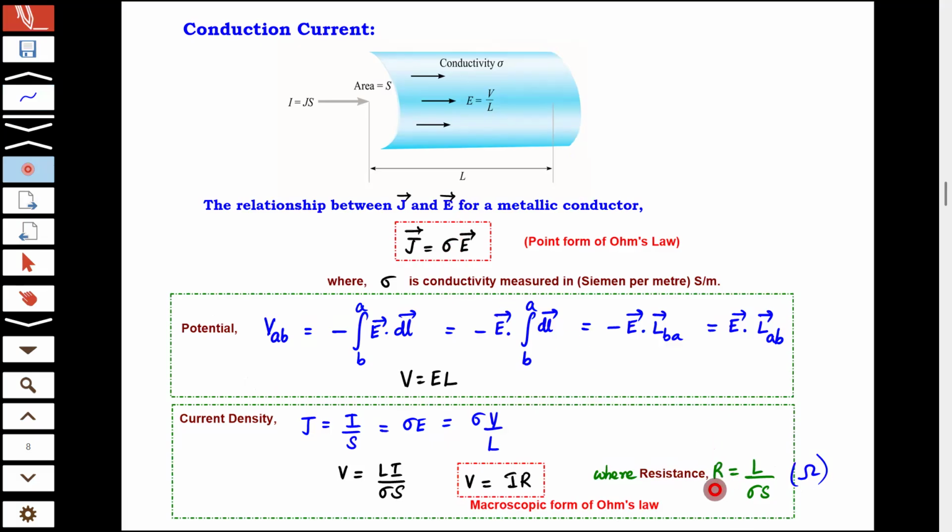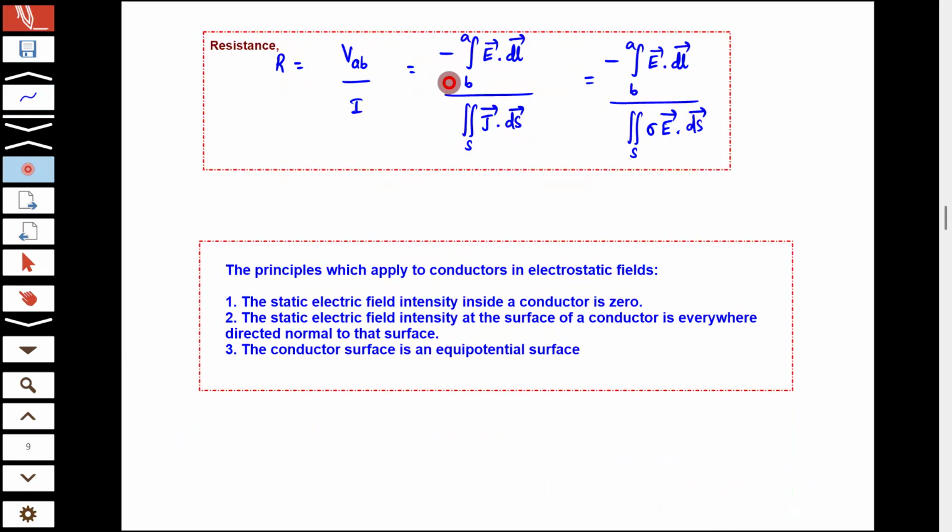And from this relation, we can get R also. So if we want to find the resistance of the material in terms of fields, electric fields, this relation can be rewritten. So R can be given as V by I. V is minus line integral E dot dl, and I can be written as surface integration J dot ds, where this J can be written as sigma into E from the point form of Ohm's law. So if we know the electric fields alone in a particular region, we can estimate the resistance of that particular material or medium by this relation.